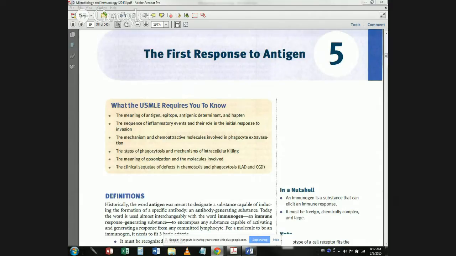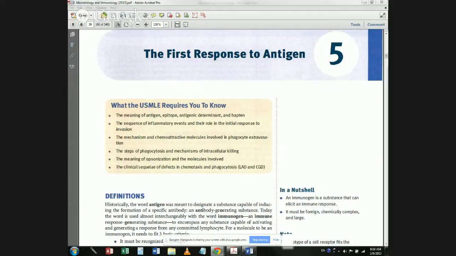Chapter 5, the first response to antigen. What exactly is it that the USMLE requires me to know? Well, we need to know the meaning of an antigen versus an epitope versus an antigenic determinant and a hapten. We need to know the sequence of inflammatory events and their role in the initial response to invasion.